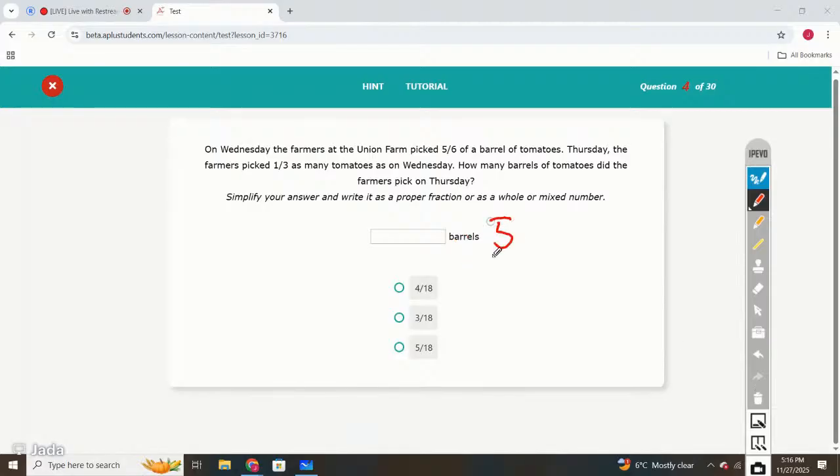So option 1, 5 by 6 times 1 by 3. So 5 times 1 is 5, 6 times 3 is 18. That is 5 over 18. Option number 3 is the correct option. 5 by 18 it is.